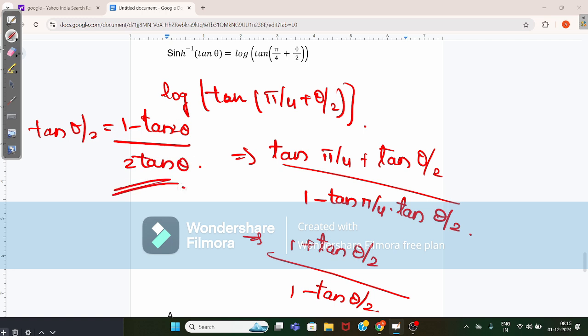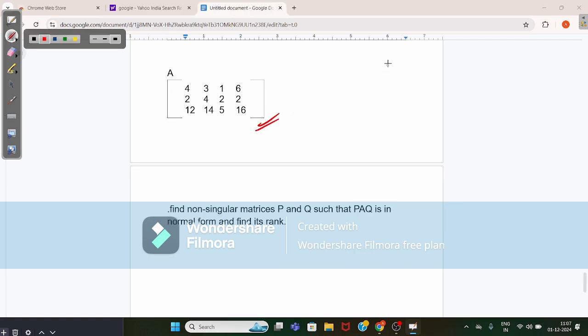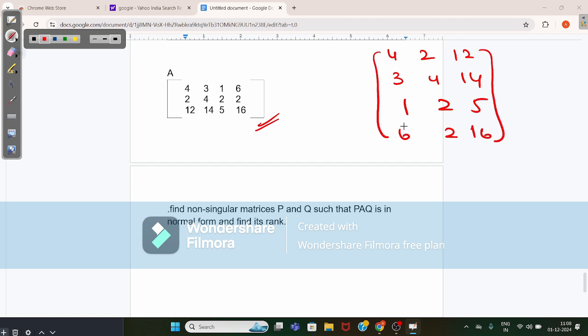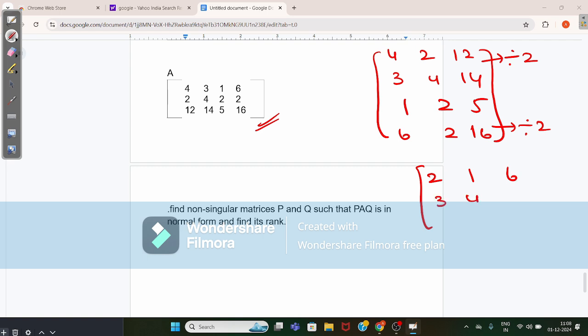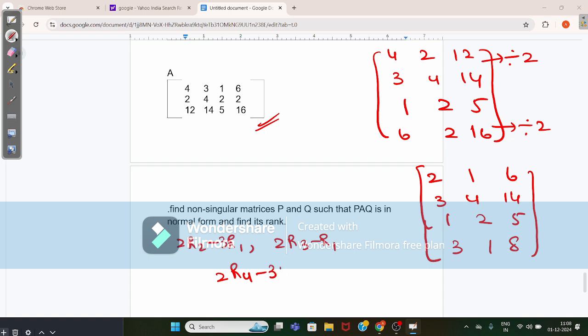Consider this is the given matrix. Now we have to write the matrix in this form: 4 2 12, 3 4 14, 1 2 5, 6 2 16. Now in this matrix, divide the first row by 2 and the last row by 2, and you will get 2 1 6, 3 4 14, 1 2 5, 3 1 8. Now do the operations 2 into R2 minus 3 into R1, 2 into R3 minus R1, and 2 into R4 minus 3 into R1.